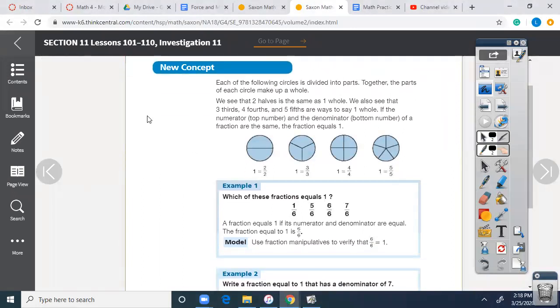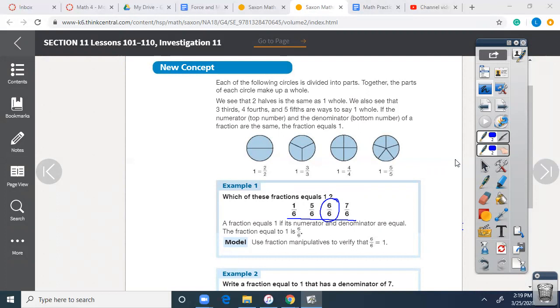Which of the following fractions, these 4 fractions right here, are equal to one whole? Is 1/6 the same as 1 whole? Nope. 5/6? Nope. 6/6? Yes. 7/6? No. So remember, if a fraction is equal to 1, the top number and the bottom number are the same thing.